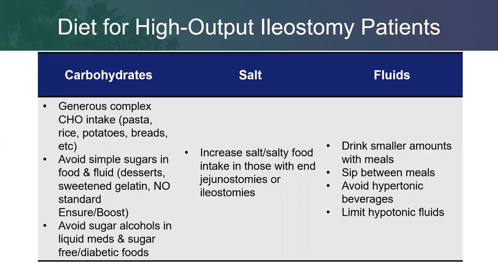So looking at diet for high output ileostomy patients, we can troubleshoot a couple different things looking at carbohydrates, salt, and fluids. So from a carbohydrate perspective, looking at generous, complex carbohydrate intake, such as pastas, rice, potatoes, and breads for patients who are having high output ileostomy, avoiding simple sugars in both food and fluid. This includes no desserts and not many of these oral nutrition supplements. The osmolality of them is really not appropriate for ileostomy patients.